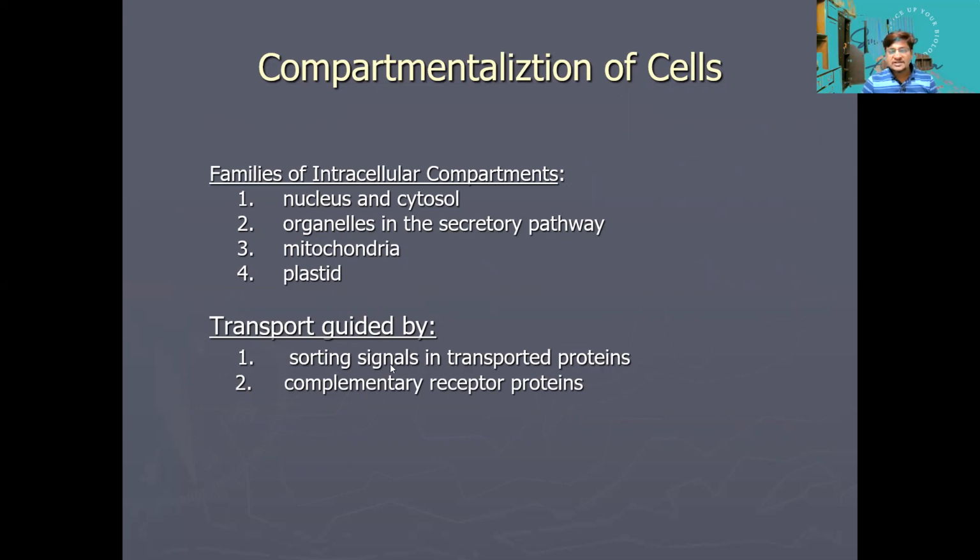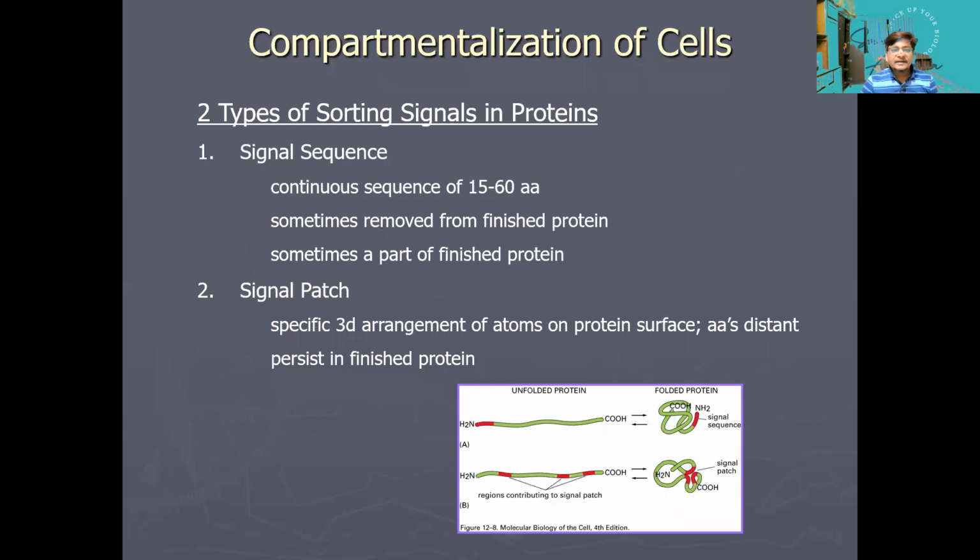Whenever transport occurs, it is guided by some sorting signals, which are recognized by the transported protein. And these signals are always present on the transported protein. The receptor is complementary, and recognizes those sorting signals. There are two kinds of sorting signals which can be present on the protein or the cargo moving from one place to another. They may have a continuous sequence of 15 to 60 amino acids. Sometimes they are removed from the finished protein, or they may be part of the finished protein. That could be one way. Or it may be signal patches, which form when the protein is folded into a 3D structure, and amino acids which are distant come together in the folded product.